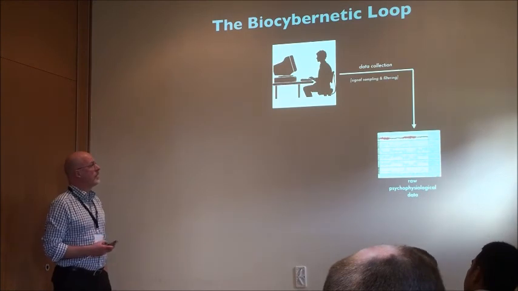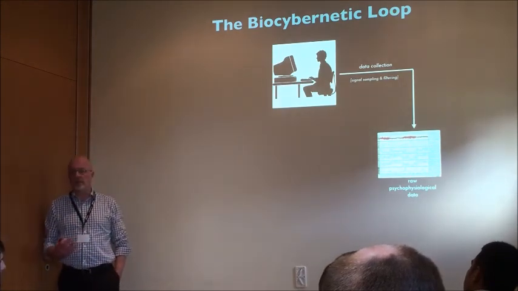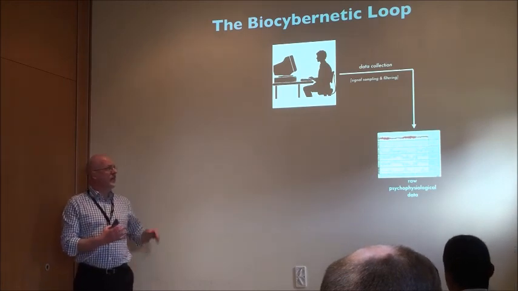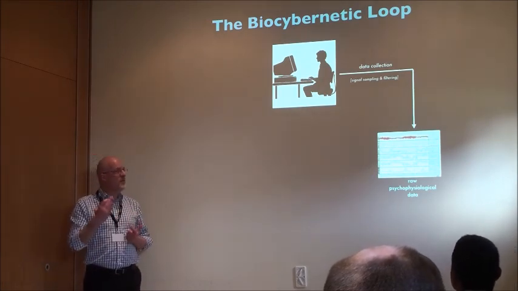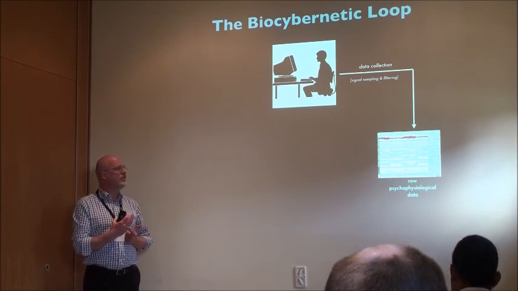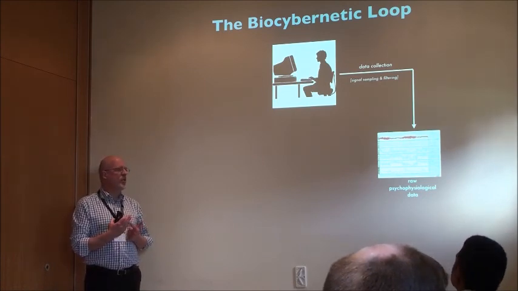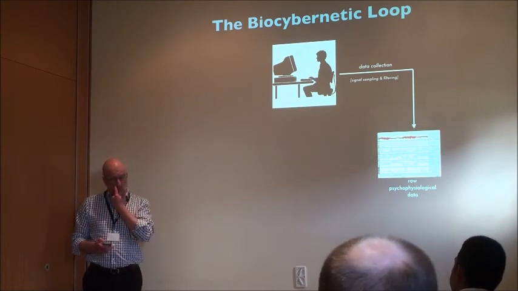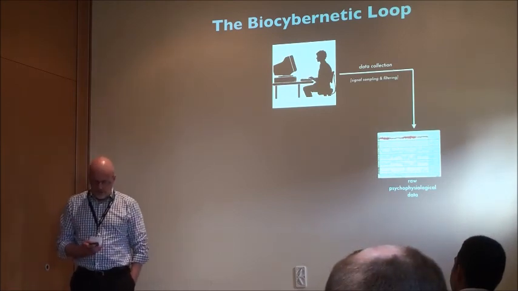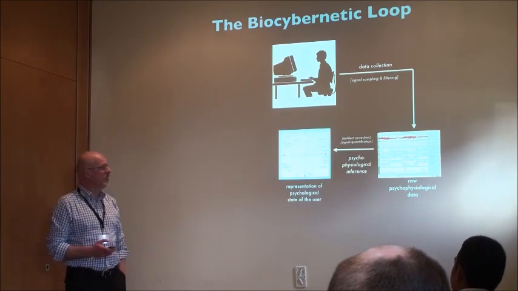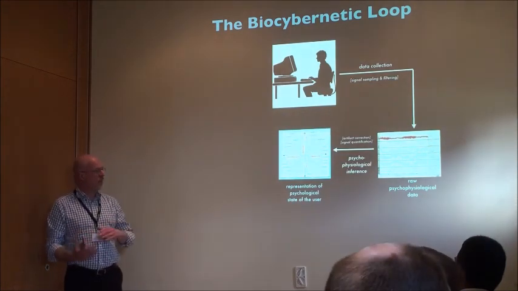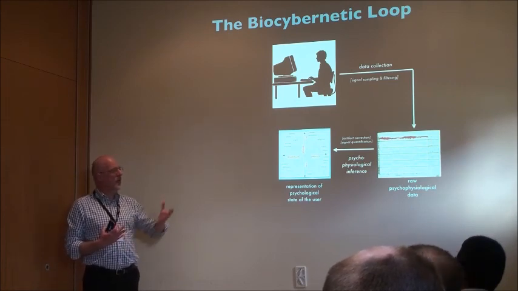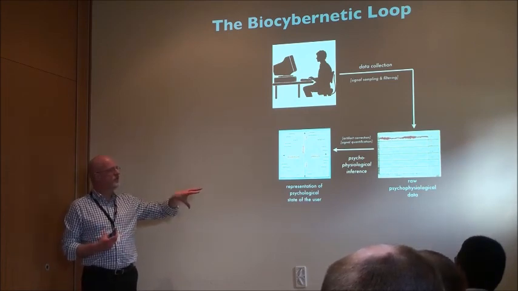So first of all, we collect data from the person. We can attach sensors to the head or to the body, and we sample that data at a certain rate, we filter that data in a certain way to clean it up, and then we have basically raw neuro or psychophysiological measures. But, and this is something I will talk about in more detail later, these data need to be translated into a representation of the state of the person. So we have a lot of raw psychophysiology.